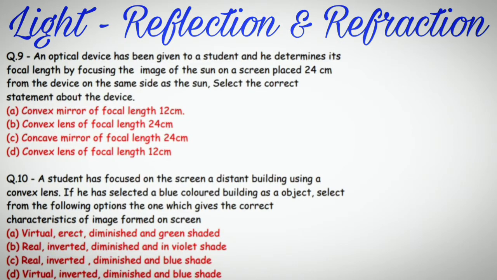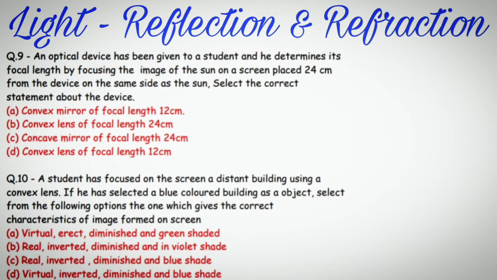Next question comes here. An optical device has been given to a student and he determined its focal length by focusing the image of the sun on a screen placed 24 cm from the device on the same side as the sun. Select the correct statement about the device. Option A convex mirror of focal length 12 cm. Option B convex lens of focal length 24 cm. Option C concave mirror of focal length 24 cm. Option D convex lens of focal length 12 cm. And the correct answer is concave mirror of focal length 24 cm.